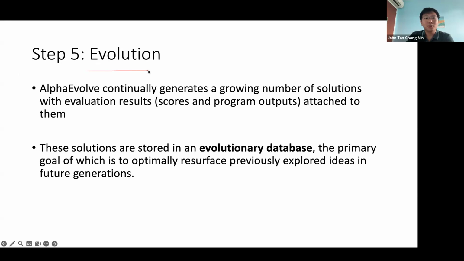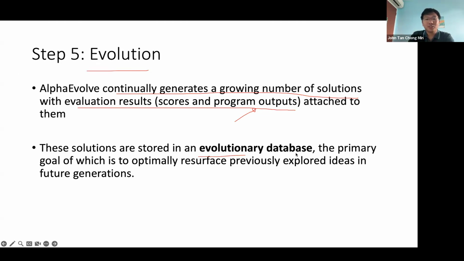So now we're talking about the last step, evolution. We continually generate a growing number of solutions with evaluation results: scores and program outputs. Just now in my AlphaEvolve version, I did not do the program output because the program itself already has the output. But if you have a very complex program, you might want to give the program output so that the LLM will know whether or not it has generated the right program. This is more to tell the LLM whether your code is correct, right?